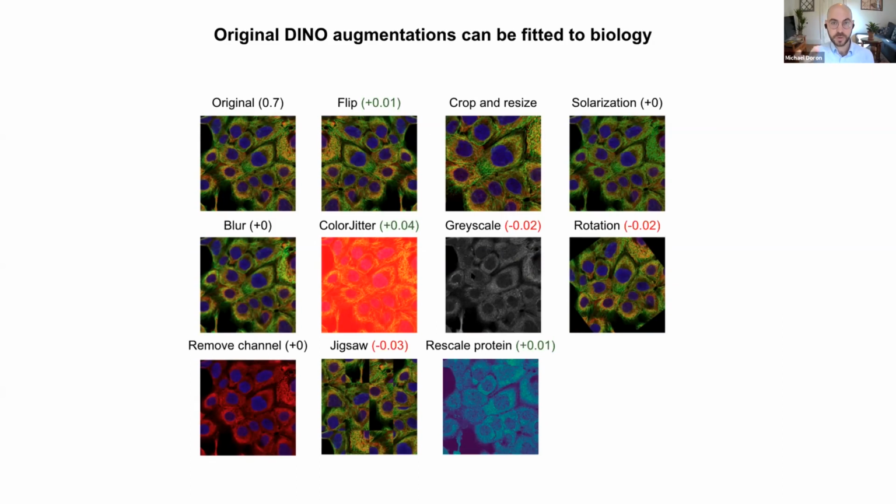And we try to add or remove each one of these augmentations to see how well we do on the task. And we saw that some of them, like grayscale, should be discarded completely. Some, like rescaling the protein channel, should be added. And we took all of the good ones and removed all of the bad ones from our model.